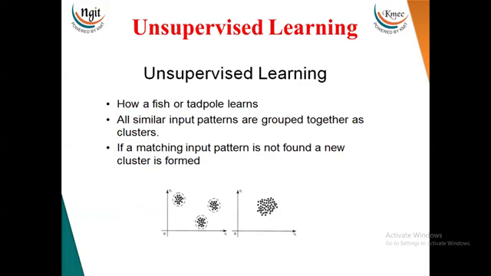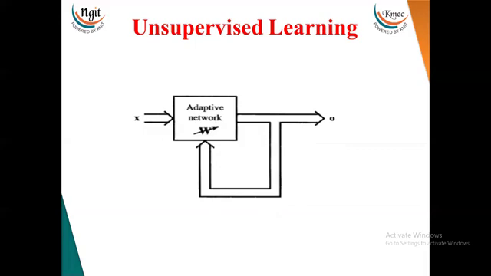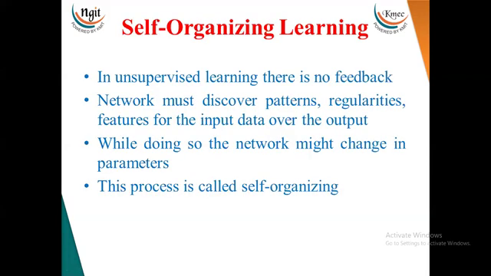In unsupervised learning, you don't have any teacher. For example, consider how a fish or tadpole learns. It will group together as clusters. It will see the matching, so the same type of tadpole will go to their group. This cluster is formed only by similarity, not by a targeted output. This type of learning is called unsupervised learning. Here you don't have any learning signal. Whatever you get will be your output. And if you feel the output is not correct, you'd have to send it back, but you don't have any target to compare.